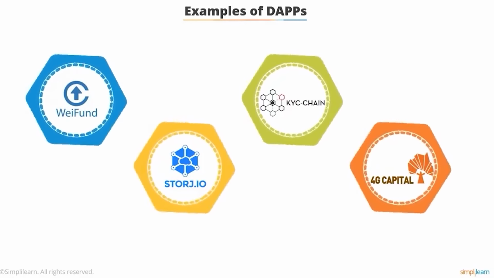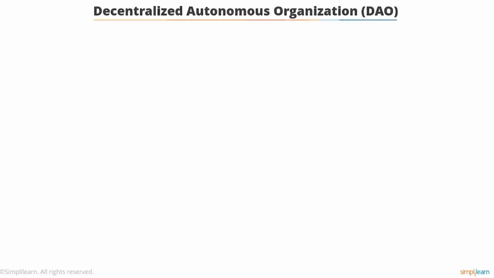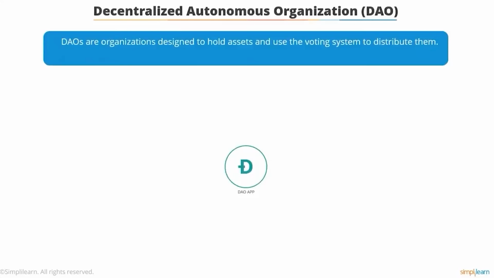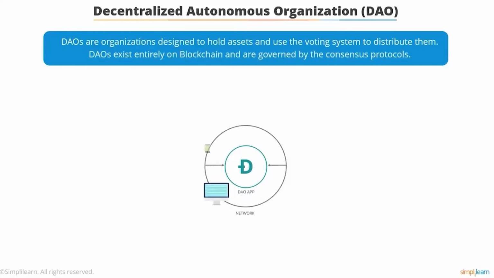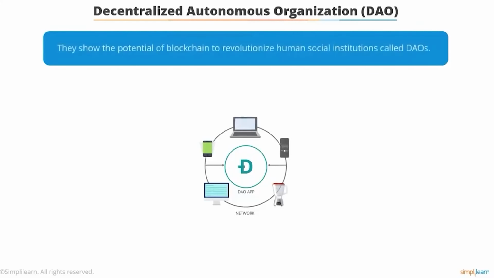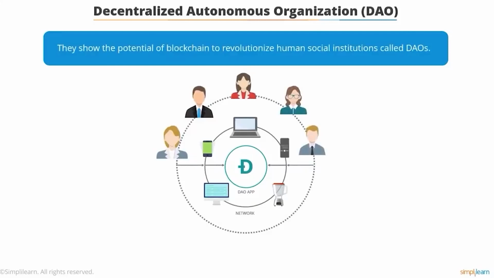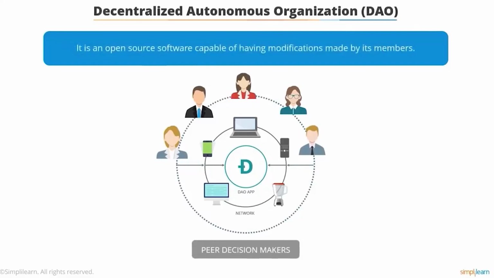Next, we have the DAOs. DAO. DAOs are organizations designed to hold assets and use the voting system to distribute them. They exist entirely on blockchain and are governed by the consensus protocols. They show the potential of blockchain to revolutionize human social institutions called DAOs. It is an organization run by rules agreed through a consensus process among its members and written in a set of contracts run via a blockchain. It is an open source software capable of modification by its members.